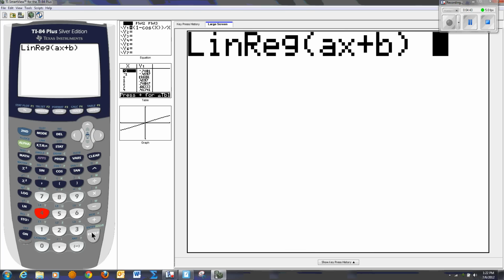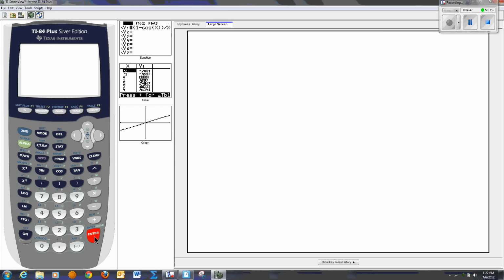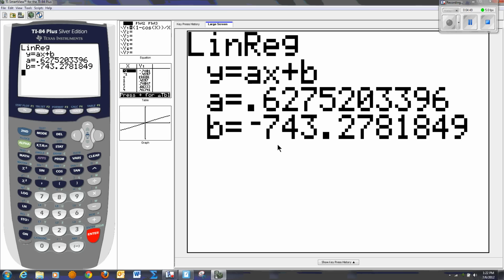Now what this will do is take my L1 and L2 values and calculate the equation of a line. So there's my equation of the line, where y equals ax plus b, a is 0.62 whatever, and b is -743.